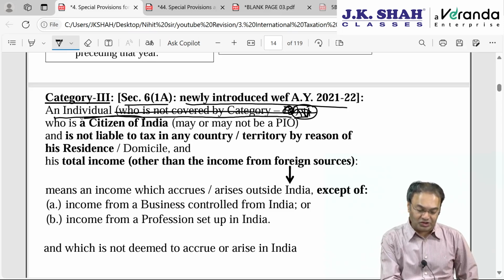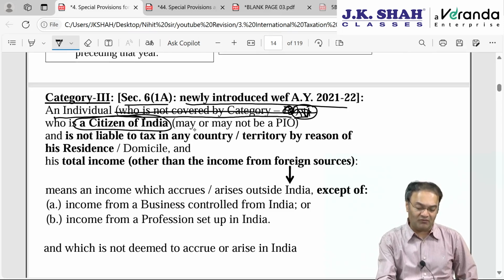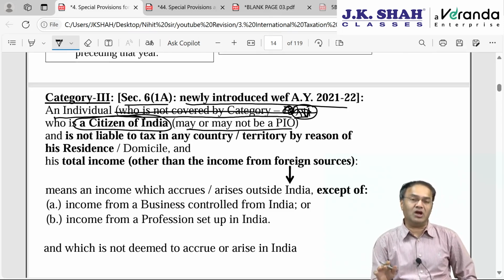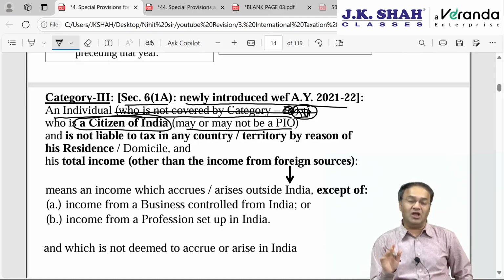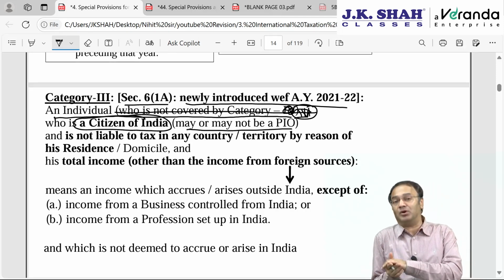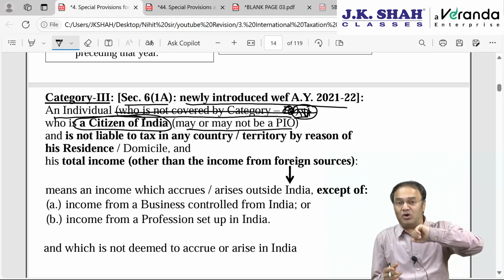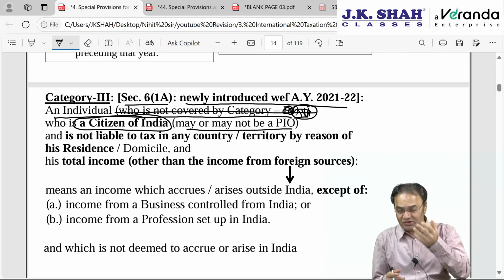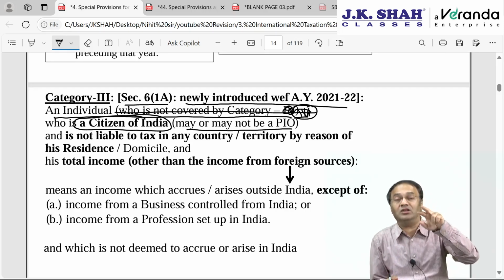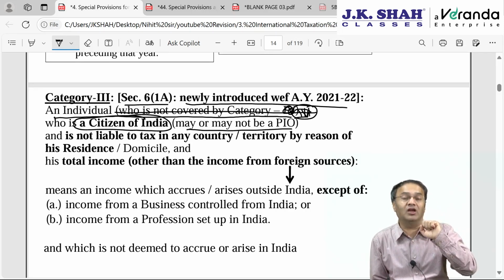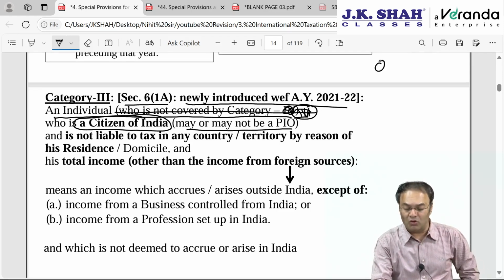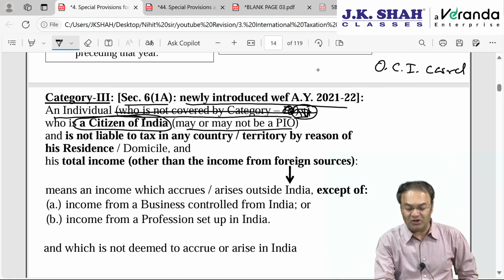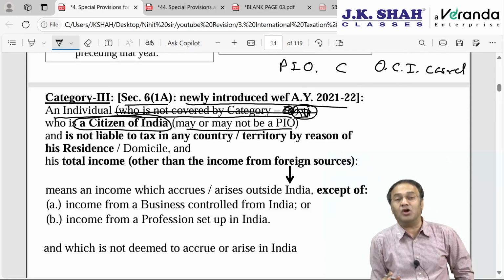Okay, individual who is a citizen of India. This benefit is only for a citizen of India. Whether he is PIO or not, that is immaterial. He should be a citizen of India. Recently I came across one case where the father was born and brought up in India, but the child, who is now 23 years of age, is going to start earning income. That 23-year-old boy is not a citizen of India. He is an OCI card holder, Overseas Citizen of India card holder. That means he is a person of Indian origin, but he is not a citizen of India.